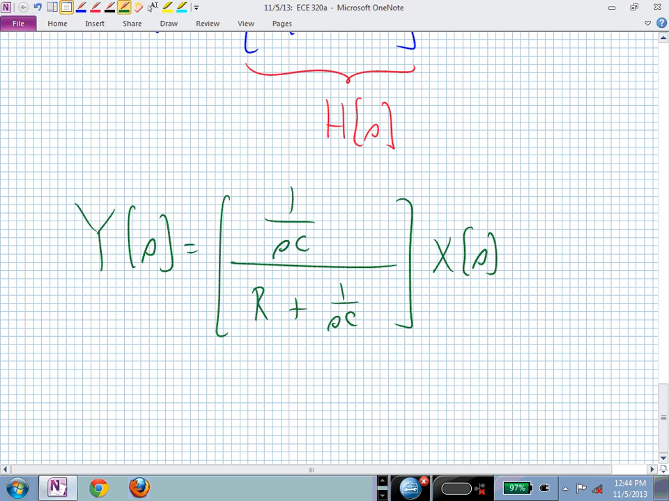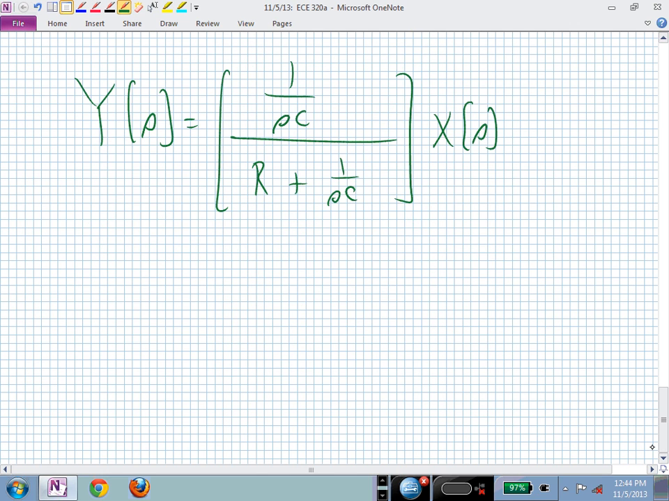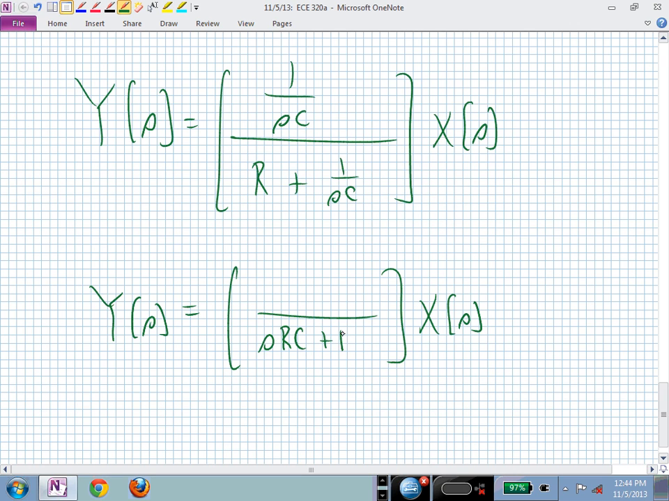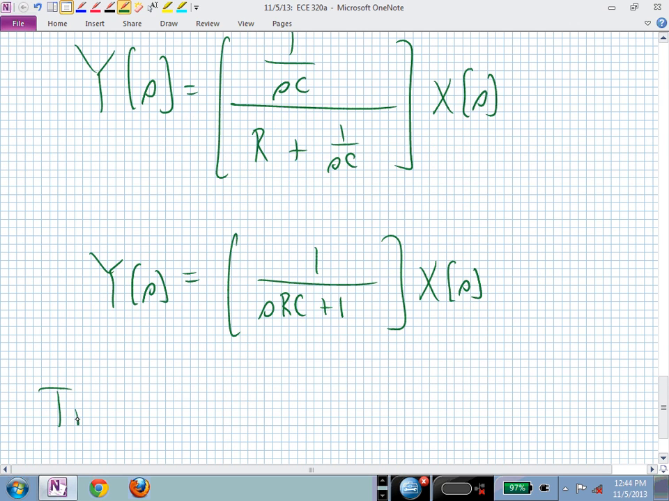This is a ratio of ratios, isn't it? That's why I'm saying you may not feel warm and fuzzy about this, but we can clean that up. We just put it over a common denominator. The common denominator is SC, and now we have our transfer function between the input X of S and the output Y of S, and that's now SRC plus 1 underneath 1. And our transfer function then is right there.